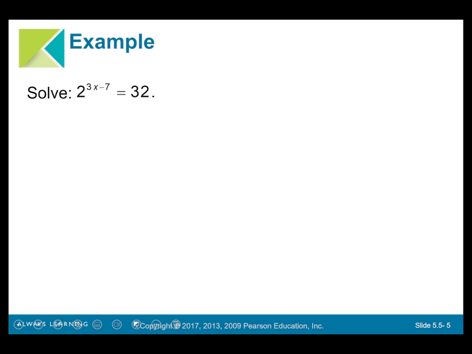Here's one of the simplest examples we'll come across today. We have 2 to the 3x minus 7, and we know that equals 32. For what x value does it equal 32? It's helpful to note that 2 to the 5 equals 32. So 2 to the 3x minus 7 equals 2 to the 5. That's pretty convenient because now we can say 3x minus 7 must equal 5. We didn't have to do logs. We didn't have to do any extra work. The bases match, so we just set their exponents equal to each other.